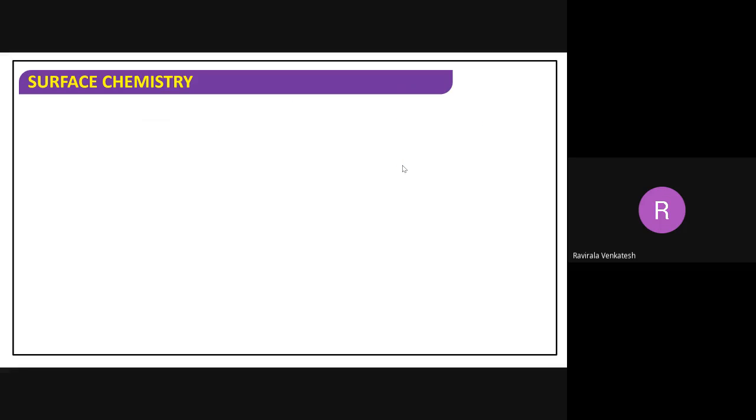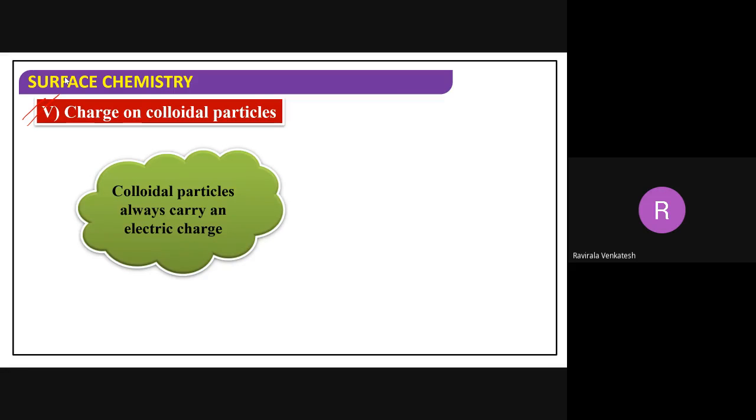Next property, if you observe, is the charge on colloidal particles. What type of charge do they have? Why do colloidal particles have charge? When you observe, colloidal particles always carry some electrical charge within them.